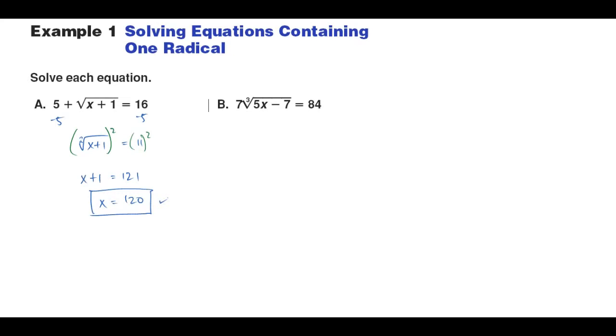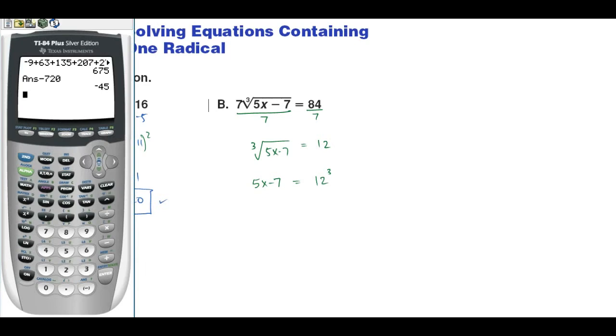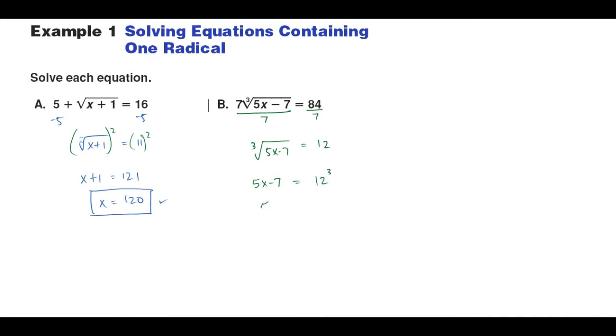Now look at B. We don't even get intimidated when there's a 7 out front, because again, we are isolating the radical. So I will divide both sides by 7, and that'll give me the cube root of 5x minus 7 equals, now that looks like to me it's going to be 12. And now I will cube both sides. So I have 5x minus 7 equals 12 to the third power, which I'm not sure I know what 12 to the third power is. So that's going to be 1728. So 5x minus 7 equals 1728.